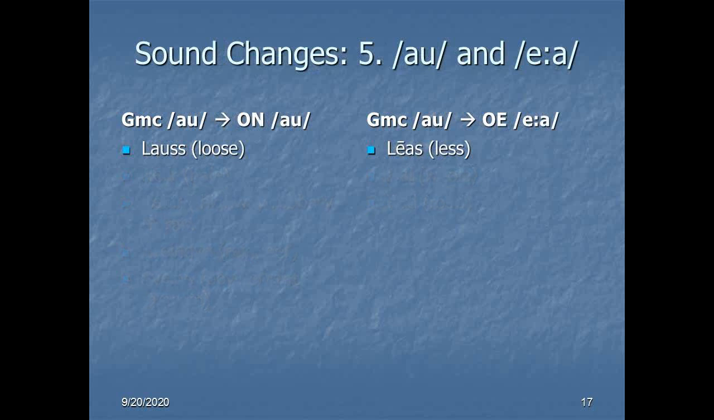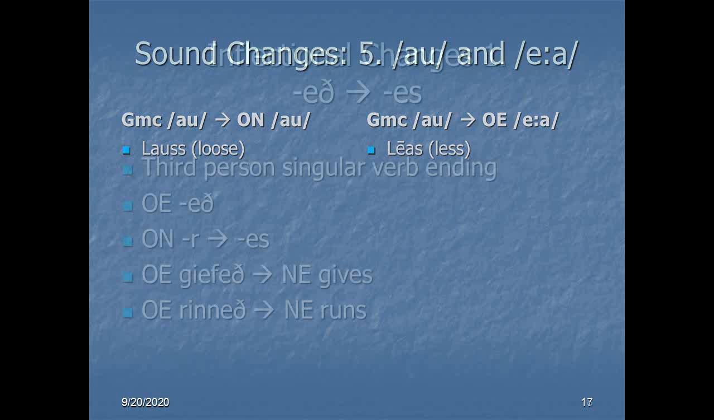So we have, for example, the Old Norse word laus, which is where we get our word loose. And we have the Old English word less, which is where we get our word less. But I think that's enough about sound changes. It may be time to move on to something a little more grammatical.